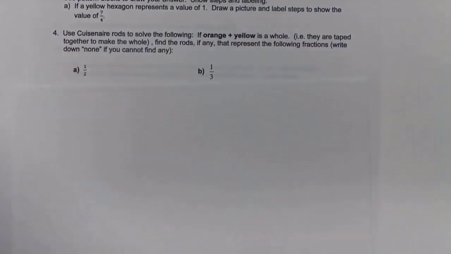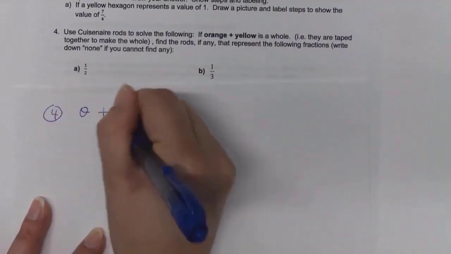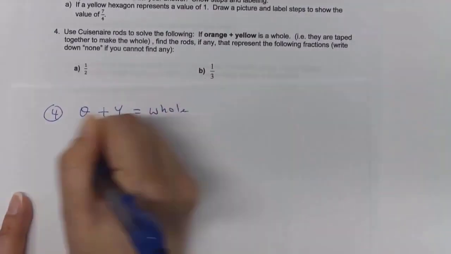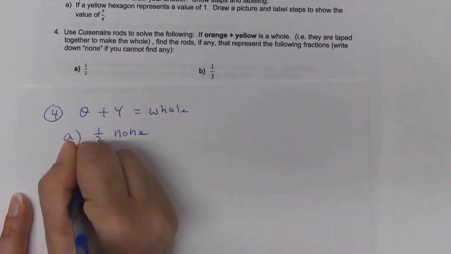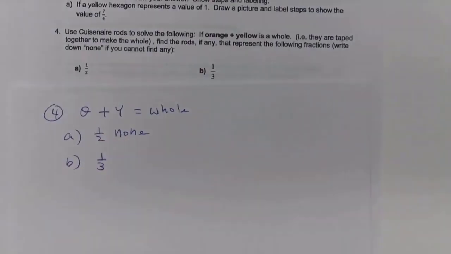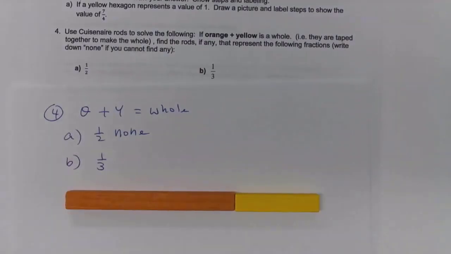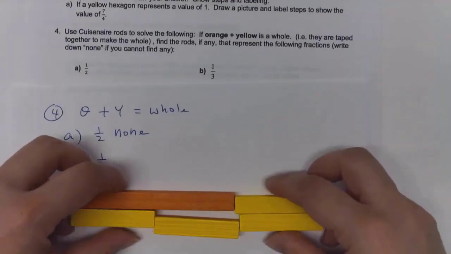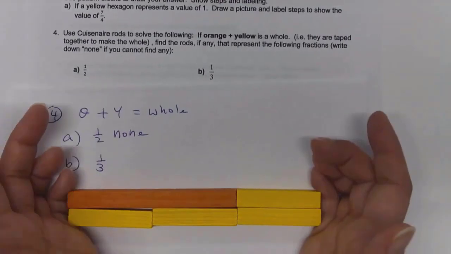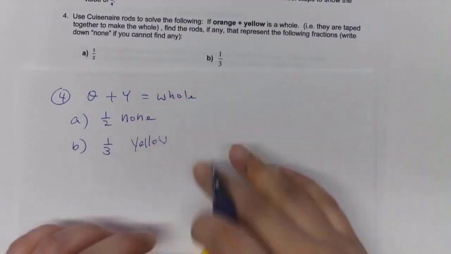So the first question for orange plus yellow, whole to whole, for 1/2, we will say what? None. And then the second one is 1/3. Is there anything that can go in to make 1/3? The yellow one, okay. So I need 3 as a group to fit evenly with this length, which is yellow, right? Can we see that? So the answer is just yellow. Are we okay with 4?